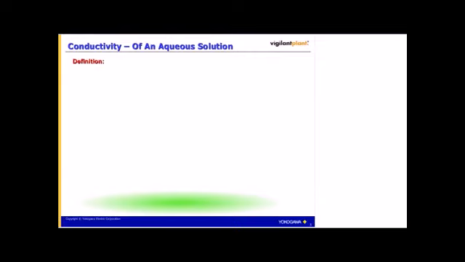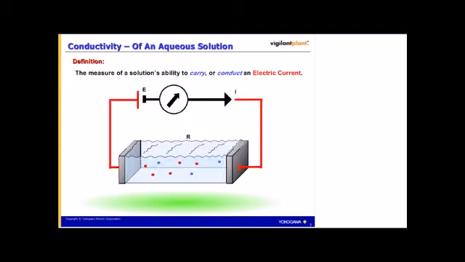In an aqueous solution, conductivity is defined as the measure of a solution's ability to carry or conduct an electric current. An electric current will flow through certain solids and liquids when a voltage difference exists between 2 points. For solids, such as copper wiring and printed circuits, the current flow is achieved by electron charge transfer through the atomic structure of the material.